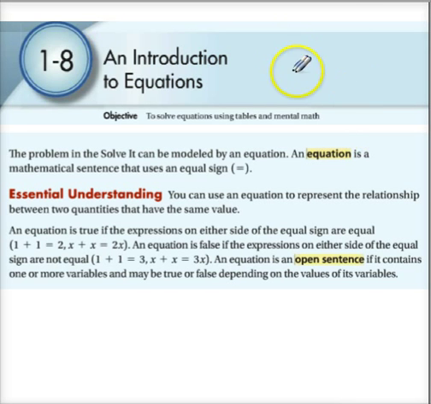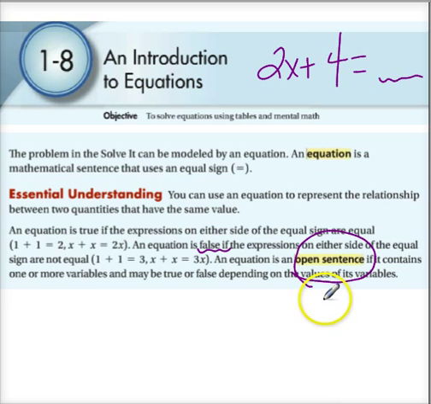We've been dealing with expressions, something like 2x plus 4. What makes an expression an equation is when you add an equal sign and then another value on the other side. Equations can be true, false, or open. That's how we classify. If it's true, then both sides equal each other. If it's false, then the expression on one side of the equal sign does not equal the expression on the other side. If it's an open sentence, then it contains variables and we don't actually know if it's true or false. It'll depend on what the variable equals.